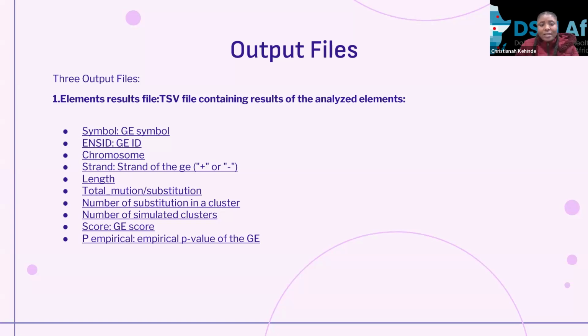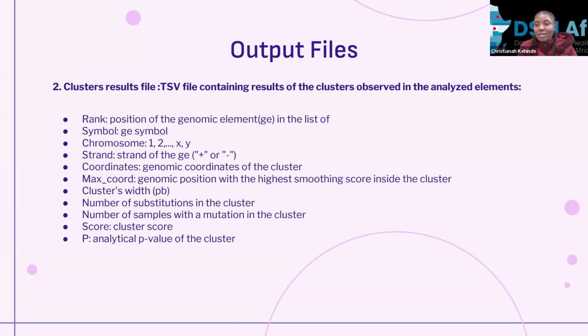And the next file that one would have after the simulation is the clusters results file. So it has the rank of the genomic element. It gives the position based on how important the cancer driver gene could be. Yeah, so the symbol, the chromosome, the strand, and the score, which is a cluster score, then the p-value, which is the analytical p-value of the cluster. Those are very important details in interpreting the importance of the cancer driver genes.